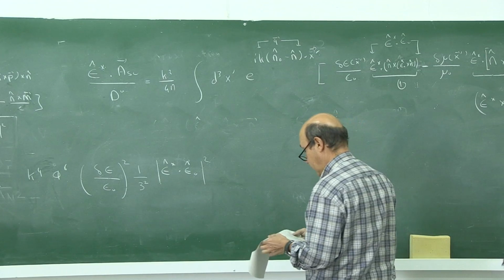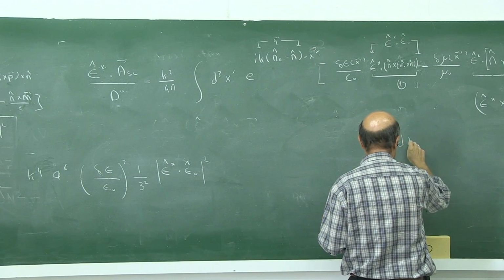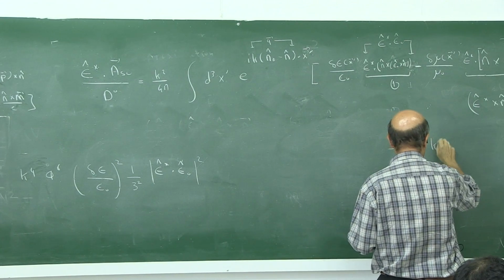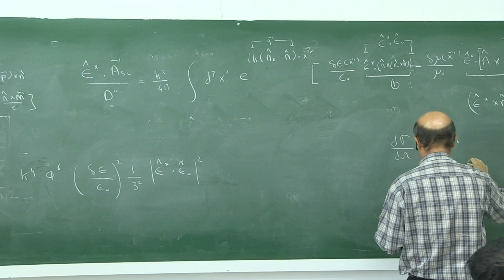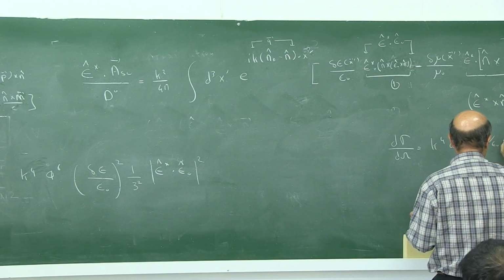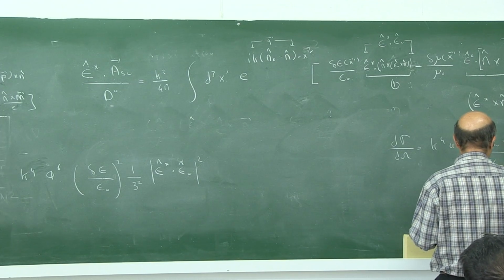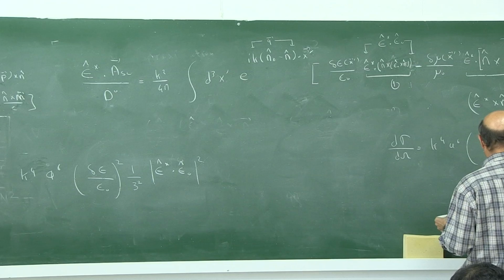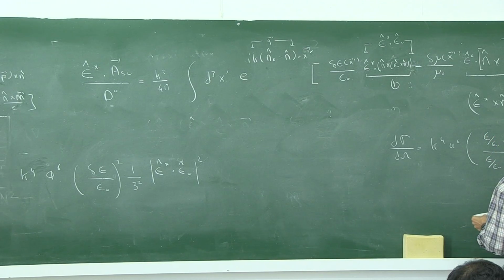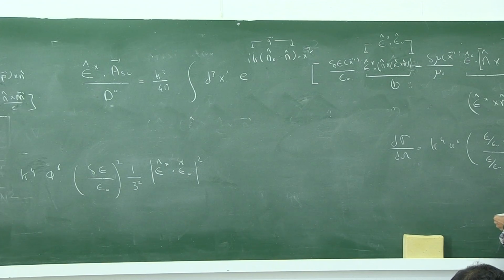So we find that the scattering cross section per solid angle is k^4 a^6 times |(ε − ε0)/(ε + 2ε0)|^2 times |ε* · ε0|^2.